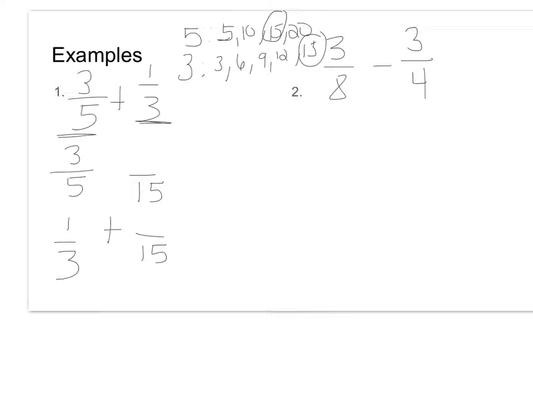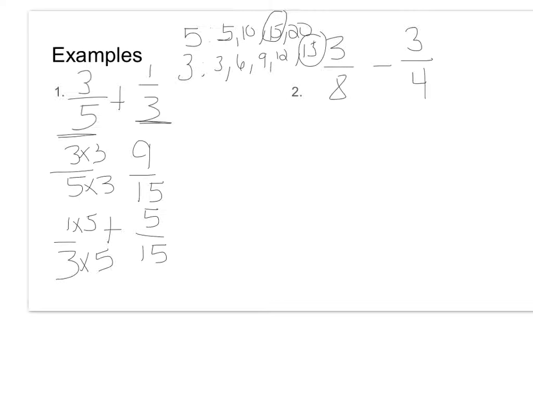How do I get from 5 to 15? I have to multiply it by 3. Whatever you do to the bottom, you do to the top. This gives me a 9 out of 15. This one has 3. How do I get to 15? I have to multiply it by 5. If I multiply 5 on the bottom, you have to do it to the top.